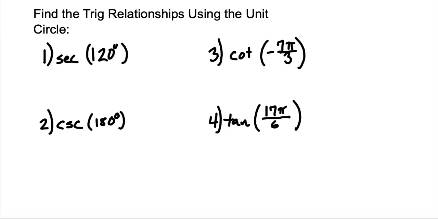Relationships using the unit circle. All right, so we're going to start with secant of 120. Well, what is secant related to? It's the reciprocal of cosine of 120. So I'm going to look and find that x value at 120.